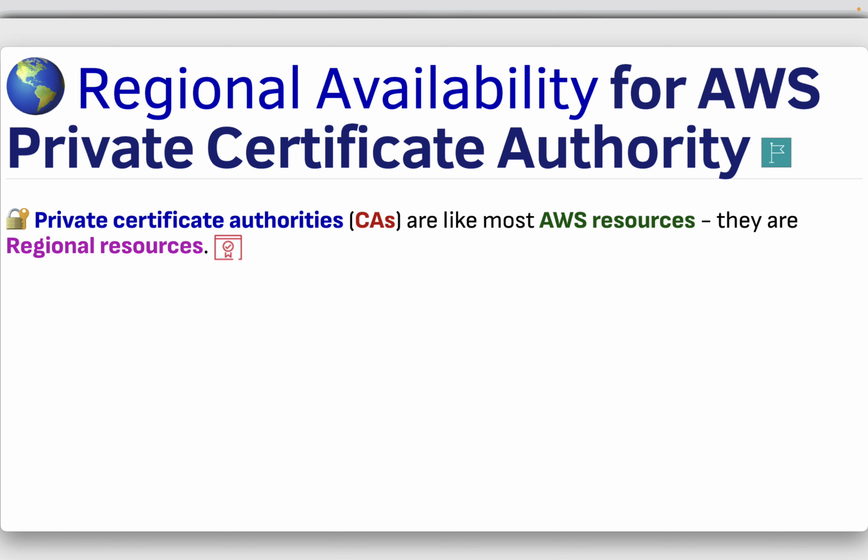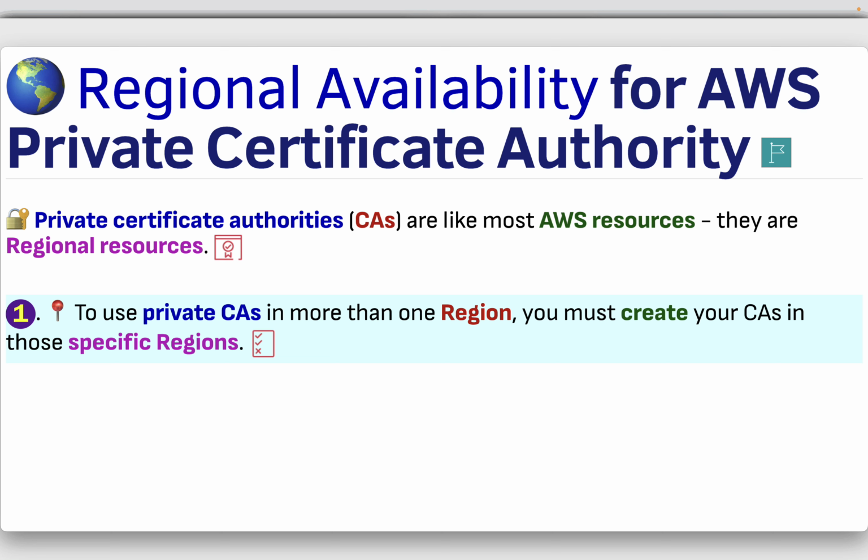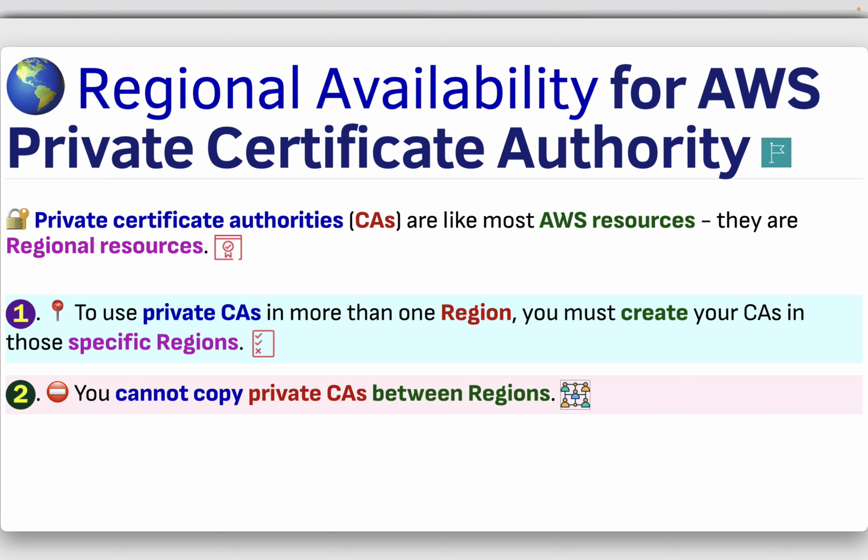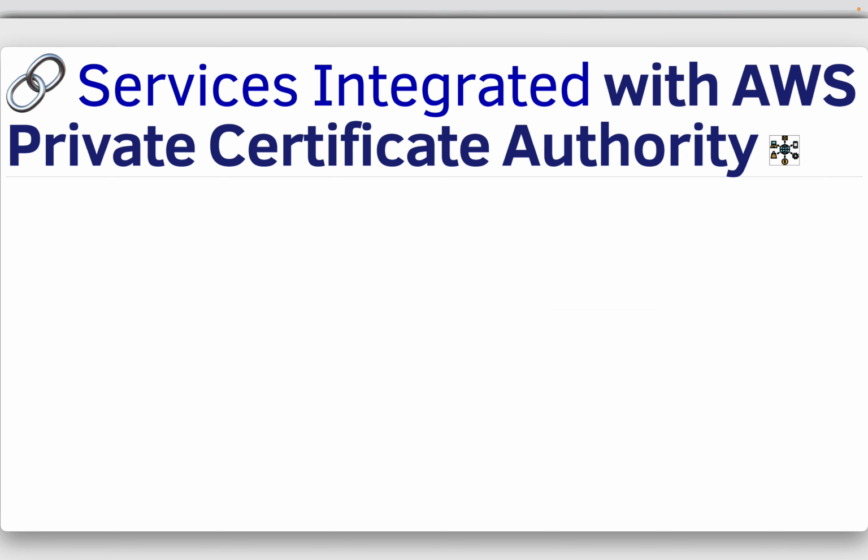Regional availability for AWS Private Certificate Authority. Private certificate authorities, CAs, are like most AWS resources, they are regional resources. That means they are not global, unlike, for example, Route 53. Regional means they are similar to, let's say, EC2. To use private CAs in more than one region, you must create your CAs in those specific regions. So let's say you want to use US East 1 and US West 2, you should create a private CA object in those two regions. You cannot copy private CAs between regions, so this is region specific.